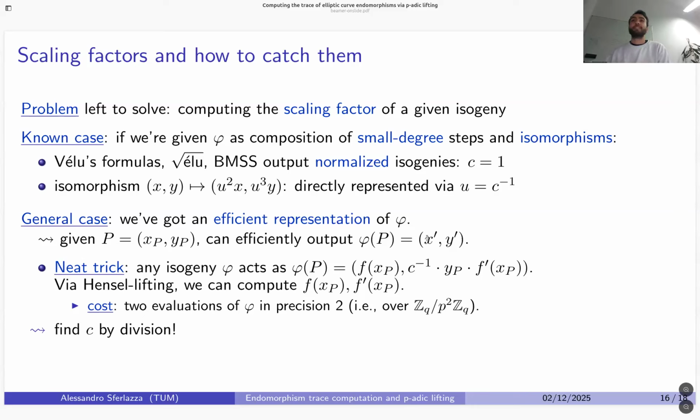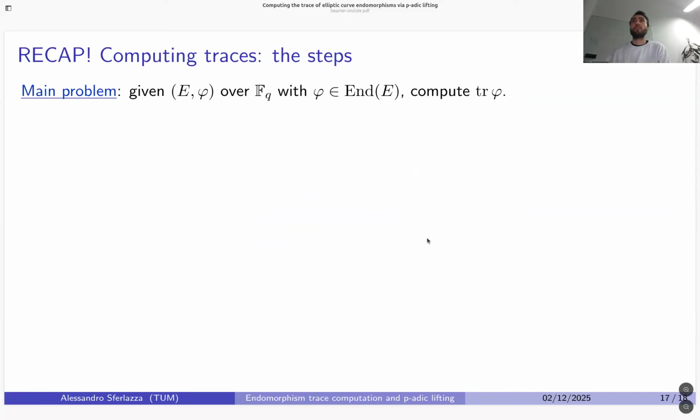So that is quite convenient. No need for the isogeny to be just a scaling factor, a chain. This can actually be retrieved all the way. So in order to wrap up, what do we have? We started with an elliptic curve and an endomorphism over a given finite field, and we wanted to compute the trace.